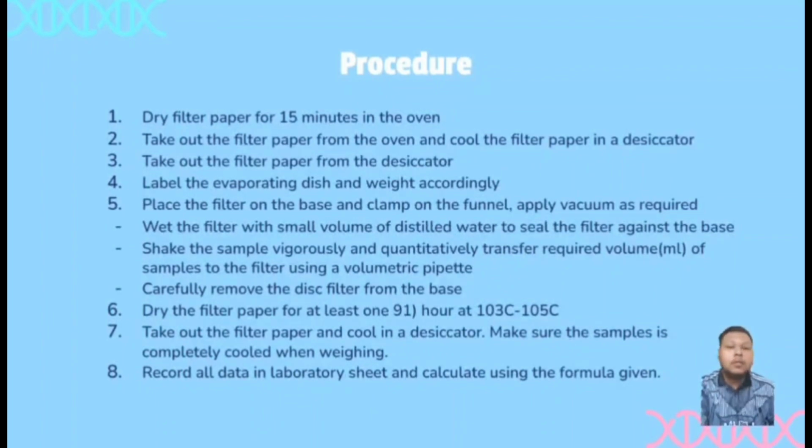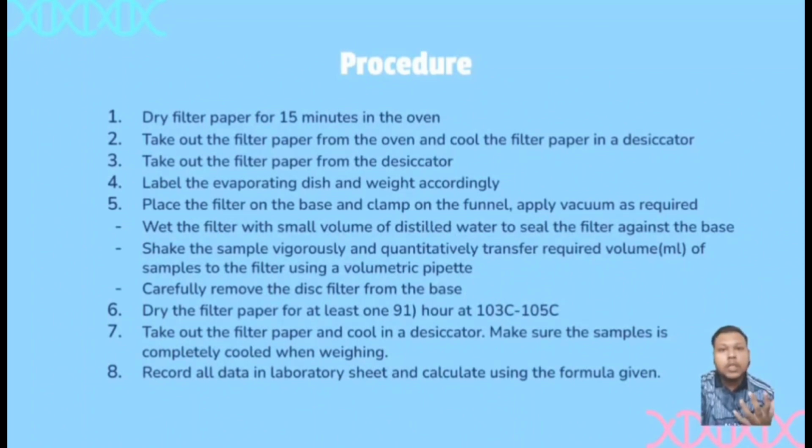Okay, firstly, we need to dry the filter paper for 50 minutes in the oven. Then we take out the filter paper from the oven and cool it in a desiccator. Third, take out the filter paper from the desiccator. We need to label it, the evaporating dish, and weigh accordingly. For the fifth, place the filter on the base and clamp on the funnel. Apply vacuum as required. Wet the filter with a small volume of distilled water to seal the filter against the base.